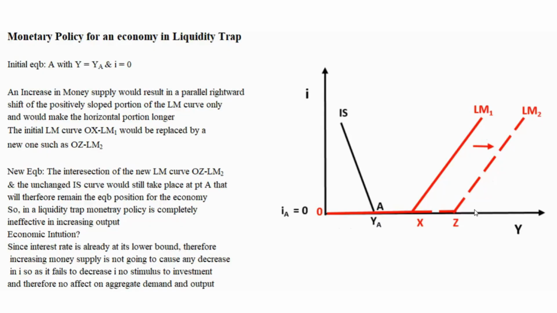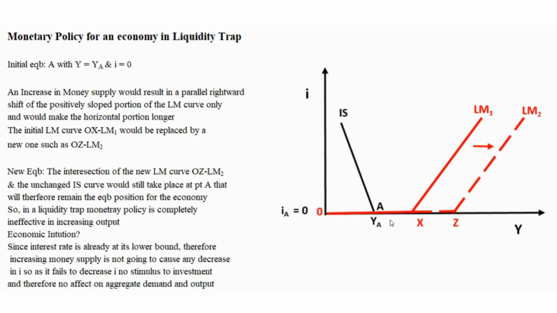Now the new equilibrium will occur at the intersection of an unchanged IS curve and a new LM curve, OZ LM2. And what we see here is that the intersection is still taking place at the initial equilibrium point A, so that will remain the equilibrium position for the economy. So what we're seeing is that in a liquidity trap, monetary policy is completely ineffective in increasing output. Despite the increase in money supply and the LM curve shifting, the equilibrium position of the economy remains unchanged. So it's completely ineffective in increasing output.